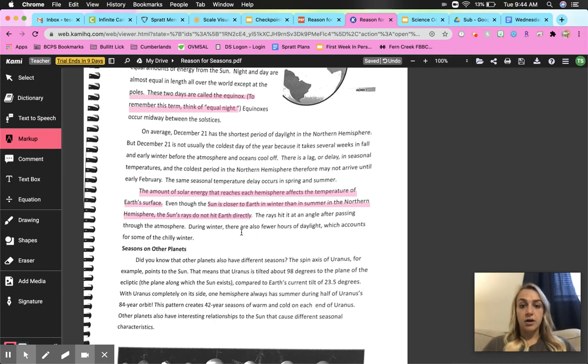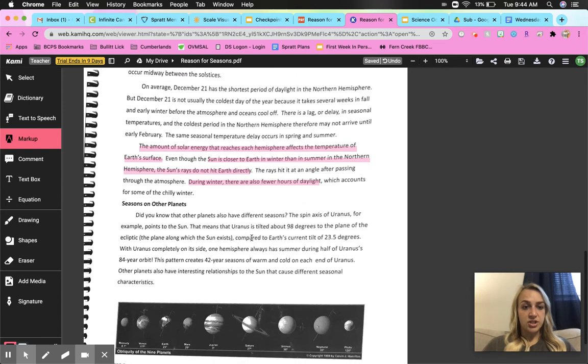During winter, there are also fewer hours of daylight, which accounts for some of the chilly winter.